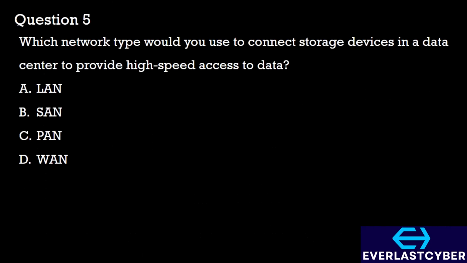Question 5. Which network type should you use to connect storage devices in a data center to provide high-speed access to data? A. LAN, B. SAN, C. PAN, D. WAN. So if we look at the question, when we see a question that has connection of storage devices, we should just think straight of the storage area network, which is option B. The SAN connects storage devices in a data center and provides high-speed block level access to data.